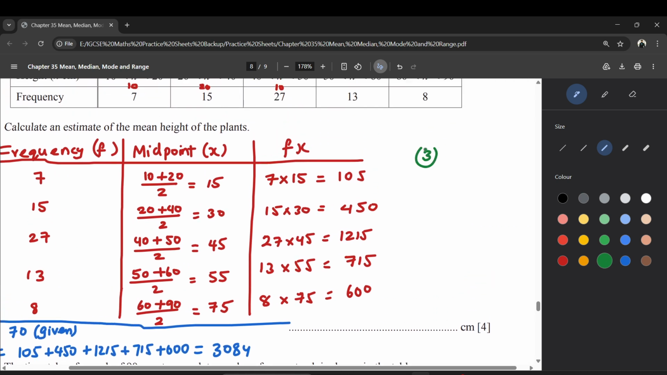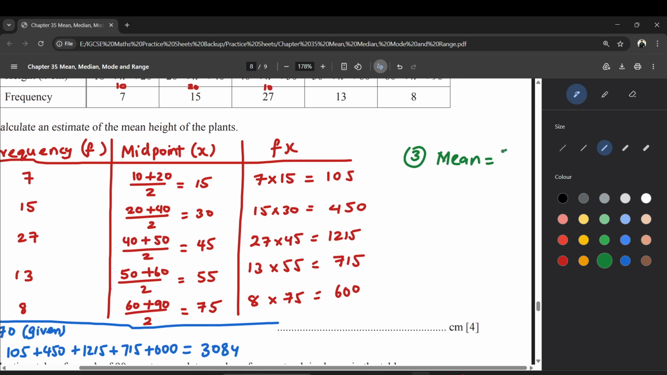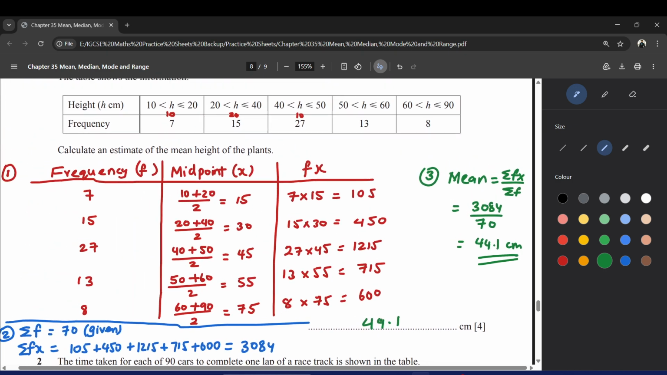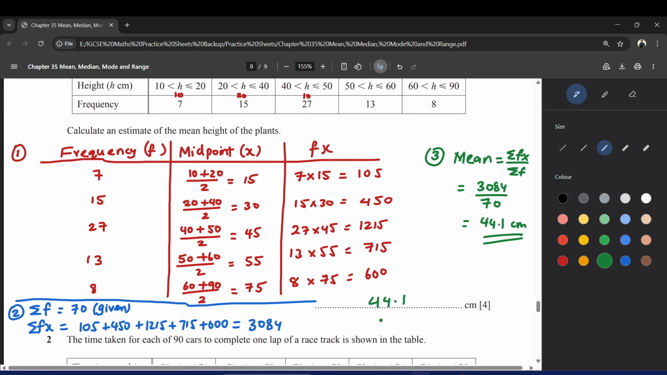Okay, step 3, mean is equal to sigma fx divided by sigma f. So that would be 3084 divided by 70. Okay, so 3084 divided by 70, that would give us 44.1 centimeters. So this is my mean score, sorry, mean height of the plants.